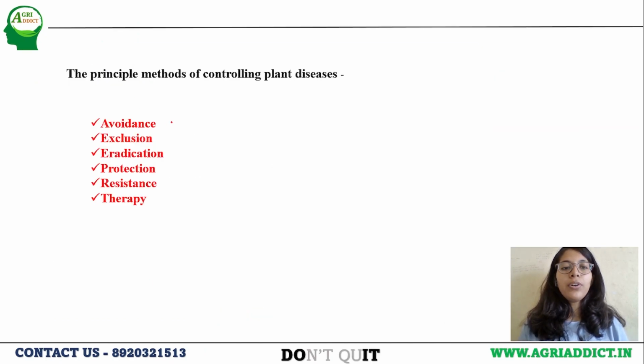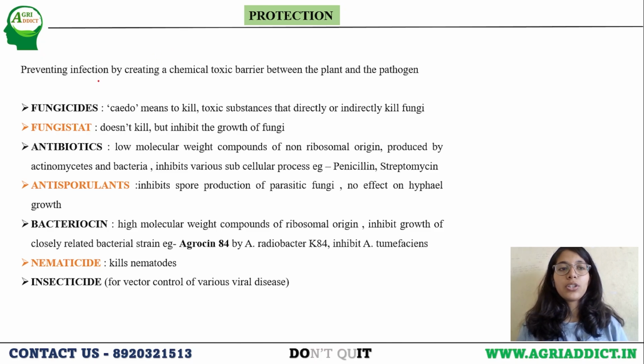As you already know, if you have watched the first video, I have discussed the first three principal methods of controlling plant diseases. Today in this video, I would like to discuss the next three principles: protection, resistance, and therapy. So what do you mean by the term protection? It is the prevention of infection by using a chemical toxic barrier between the plant and the pathogen. That is, the protection of the plant from the infection of the pathogen by use of any chemicals.